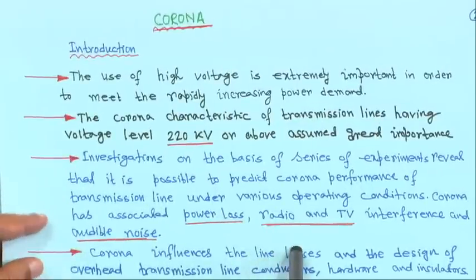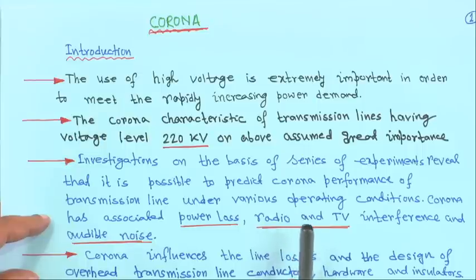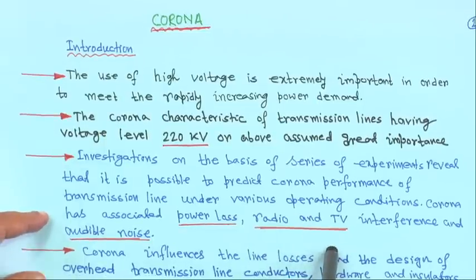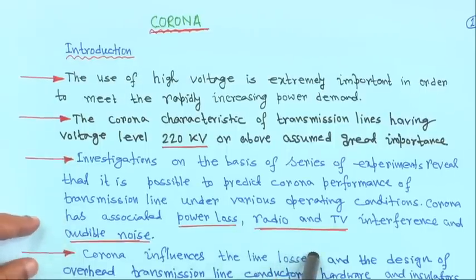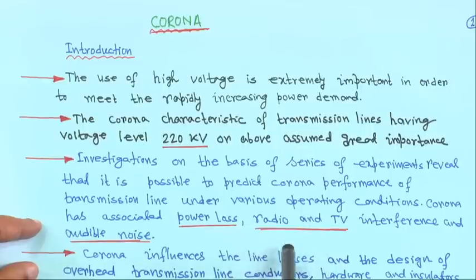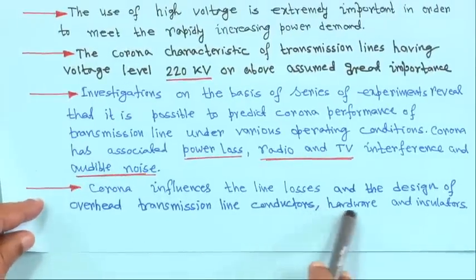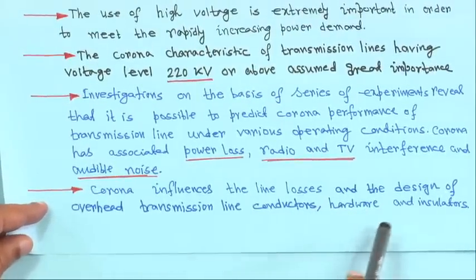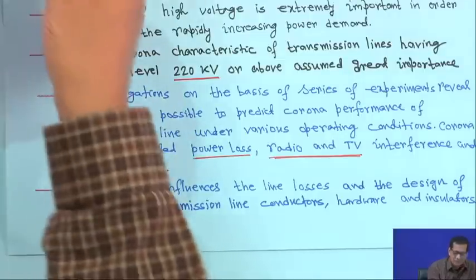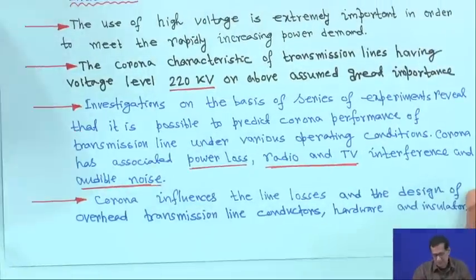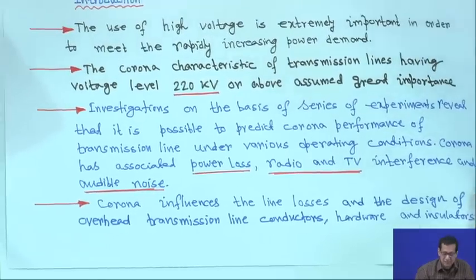In this chapter we also need a little knowledge of the capacitance chapter which we saw in the power system analysis course. I will write some equations directly from there, referring to that capacitance chapter. Corona influences the line losses and the design of overhead transmission line conductors, hardware and insulators, because you have to consider all these things when designing the transmission line, as corona causes transmission line losses.